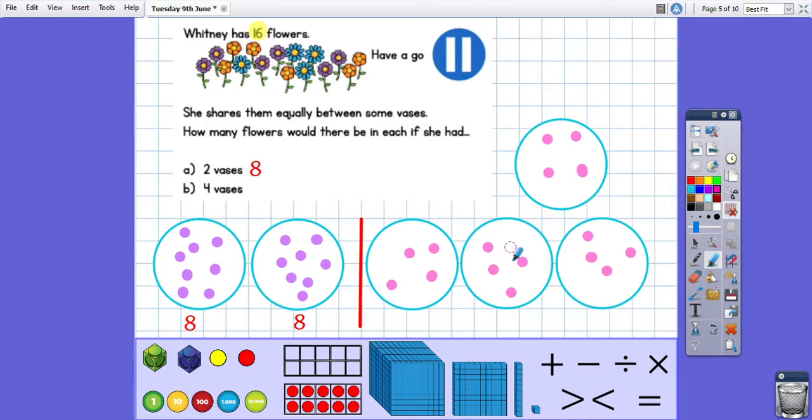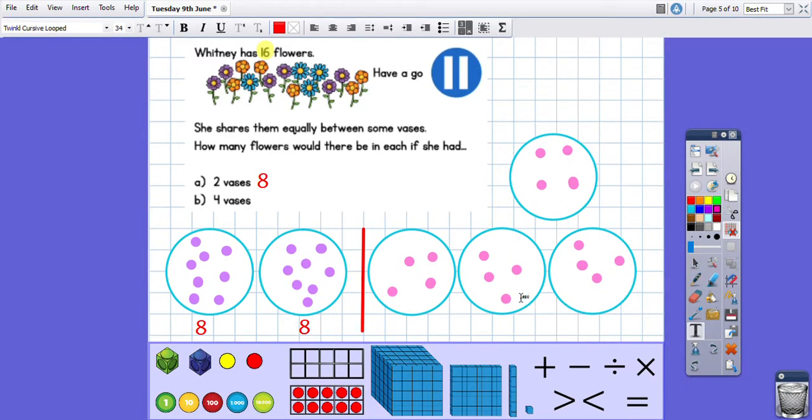Well done to those of you who said there would be less. In each vase this time I can clearly see there are 4 flowers in each vase. I can clearly see that. So if Whitney shares her flowers between 4 vases, there would be 4 flowers in each.